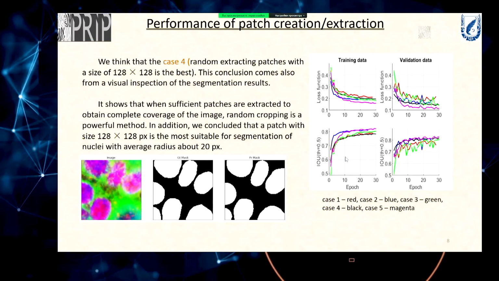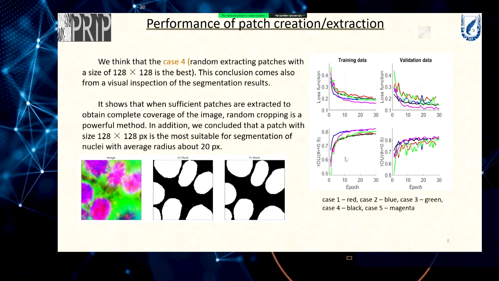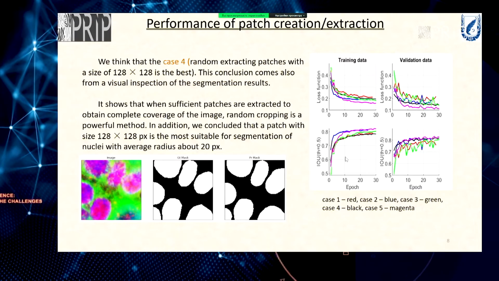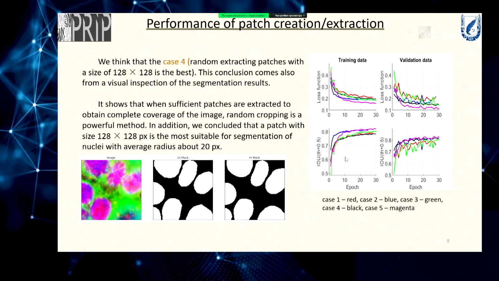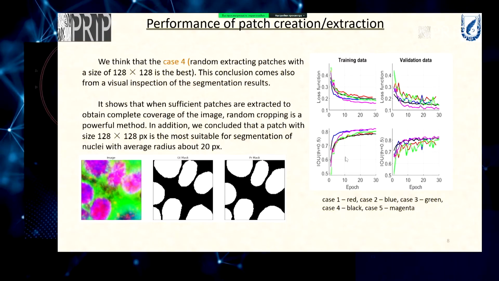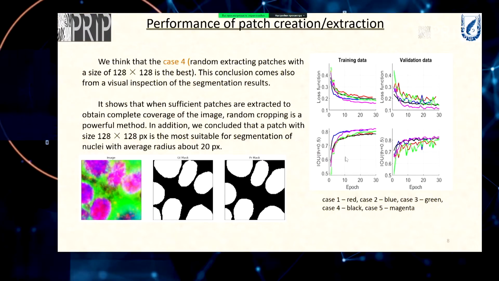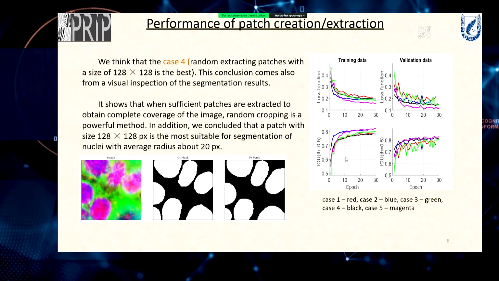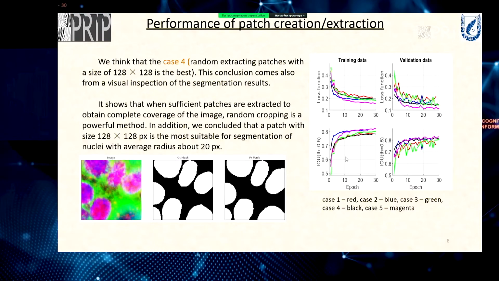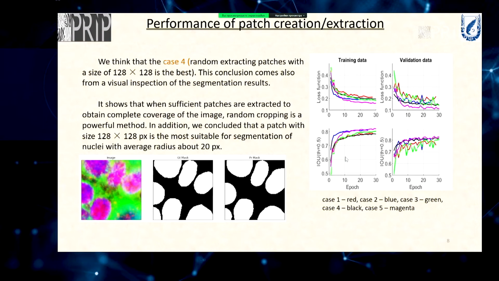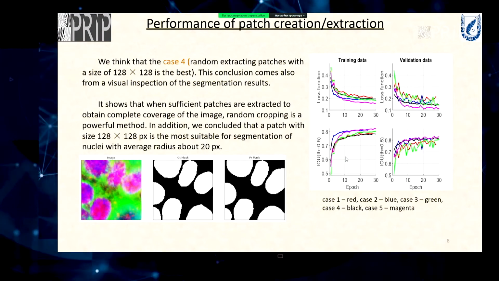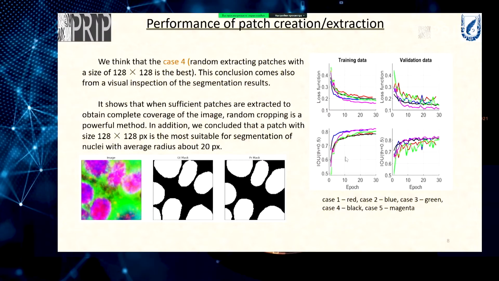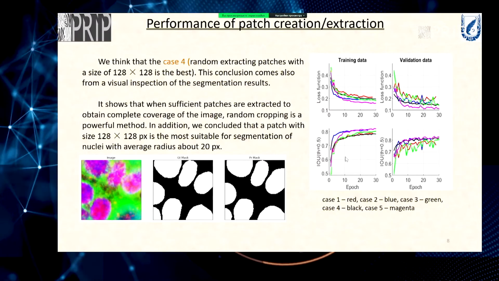On the performance curves on the right side, we can see that the fourth method has the better performance. And we did a visual inspection on the segmented results. It shows on the bottom, when sufficient patches are extracted to obtain complete coverage of the image, the random cropping method is more powerful.